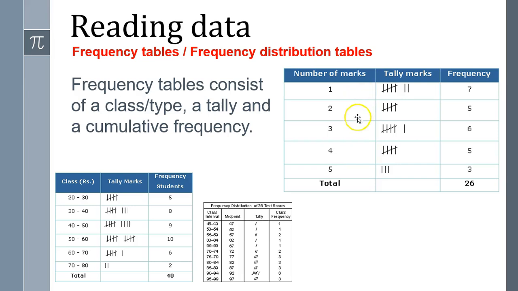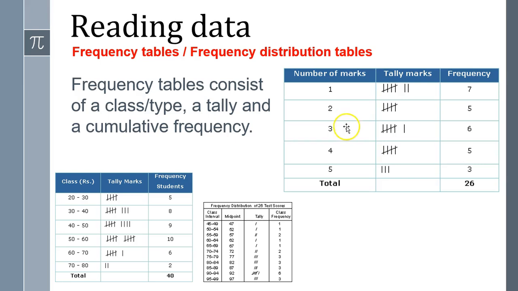But if you're going to end up with, say, 20 rows, you're better off using groups. Okay, because if you've got a frequency distribution table with 100 rows, it loses its meaning a little bit. You might as well just write out the numbers.